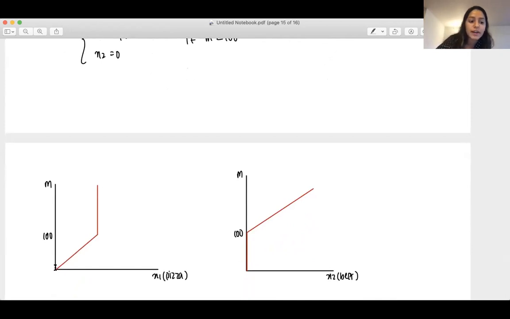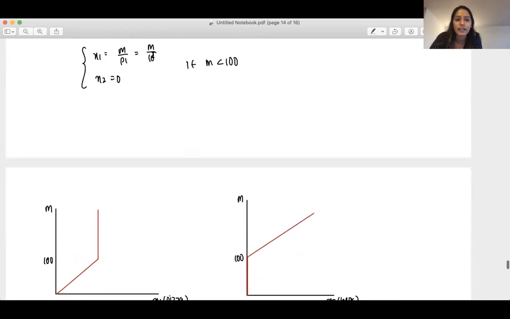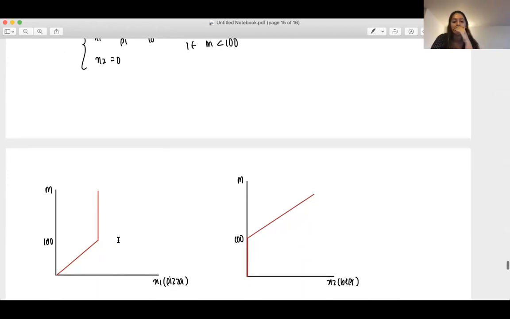If you're confused about how you're supposed to get this part of the curve, what I would recommend is to put in values. So here, when m is less than 100, I would just pick values for the income which are actually less than 100, like 90 over 10, and then you can just put the points and connect them. That's what helps me, but I didn't do that here just to not take more time. But that's the Engel curve for pizza.